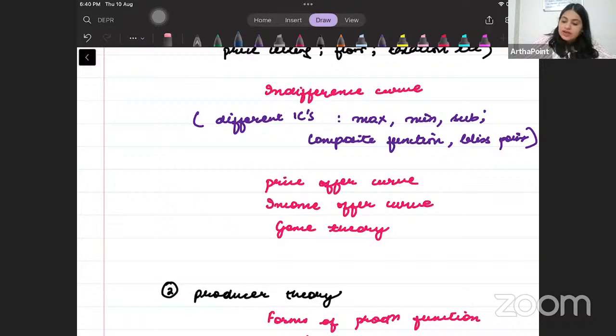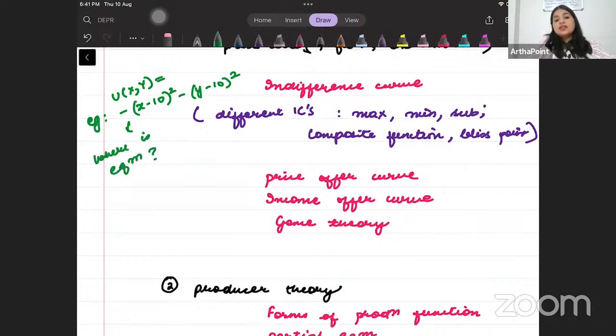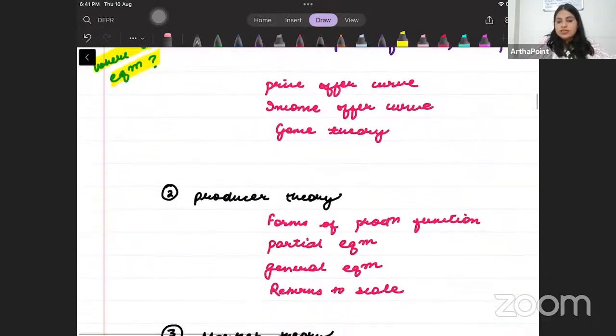So again, let me give you an example here. Supposedly, I give you a function like this, minus (x minus 10) whole square minus (y minus 10) whole square. Suppose this is your utility function. Then you should know where your equilibrium is. So questions like this, that when you are given a utility function, where exactly is your equilibrium for this utility function, you should be aware of that also. Clear? Come to the next point, beta.